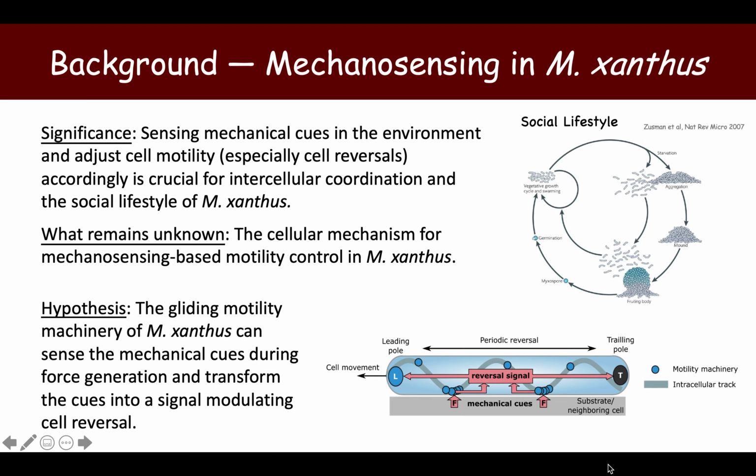However, the detailed molecular mechanism for the mechanosensing-based motility control in Myxococcus remains unknown. Here we hypothesized that the gliding motility machinery can serve as the mechanosensor and translate mechanical cues into subcellular motility control signal that regulates cell reversals.